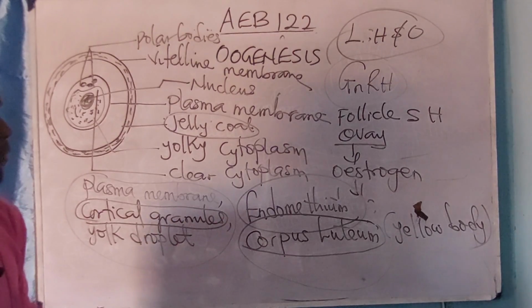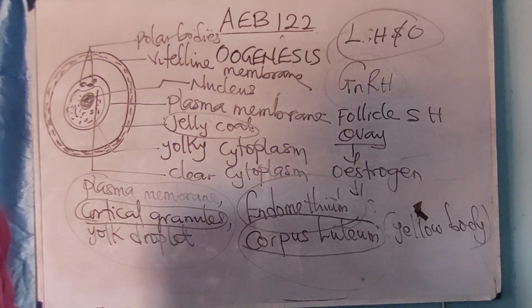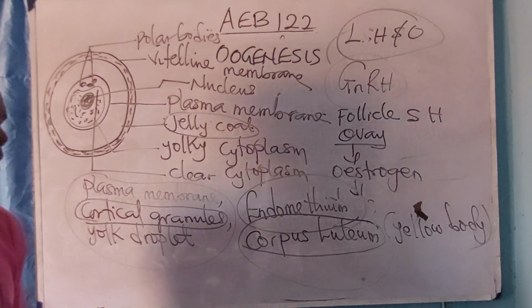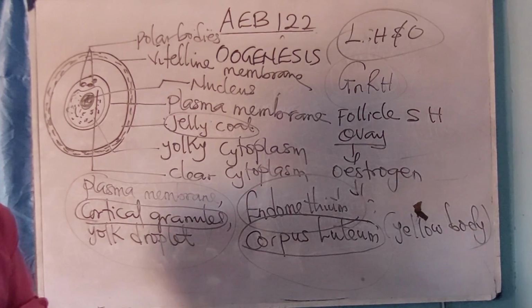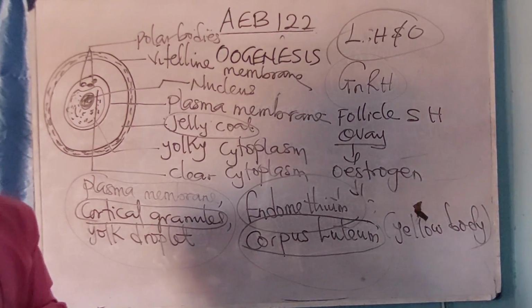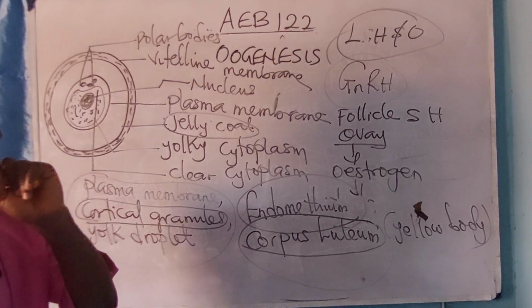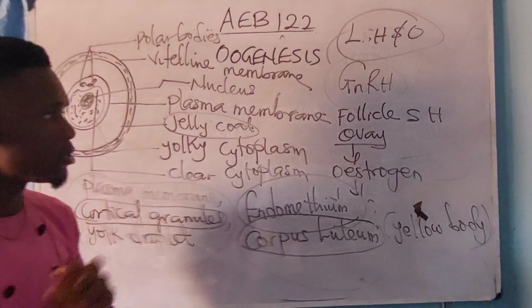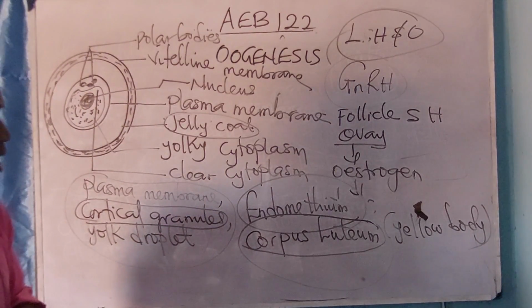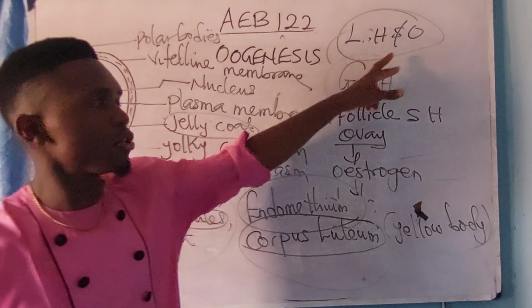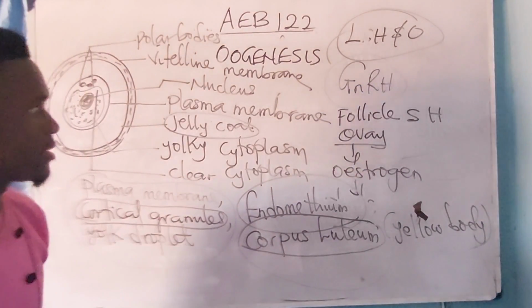So that is all about the egg. So did I jump anything? I made mention of the theca, the atretic follicle, and endometrium. Alright, so please take note of that. I said that the luteinizing hormone and the estrogen are produced at a surge.